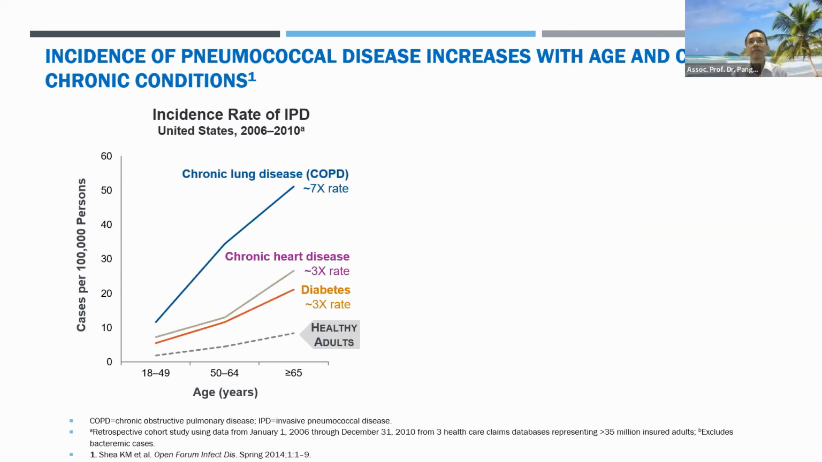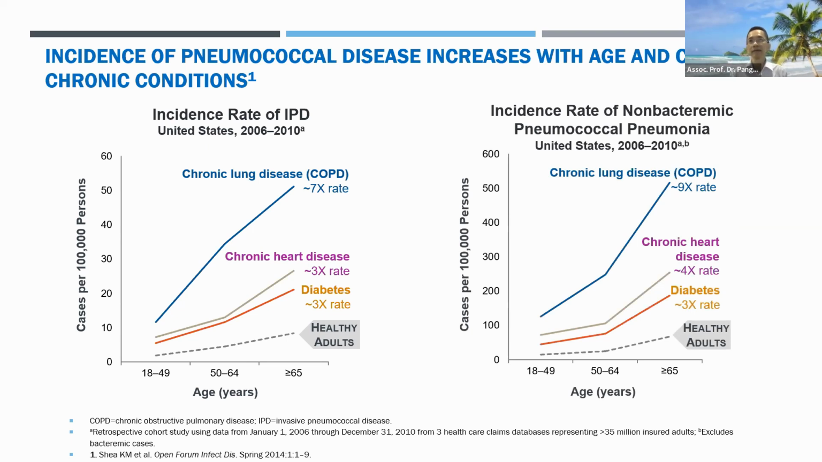And then what about certain medical conditions? You can see that if we have chronic lung diseases, the risk of invasive pneumococcal disease increases 7 times. Okay, it's not 70%, it's 7 times. And similarly, if you have other chronic conditions such as heart disease, diabetes, the risk will increase substantially. And if you are talking about just the non-bacteremic pneumococcal pneumonia, the risk also is higher, and in fact, it's much higher.